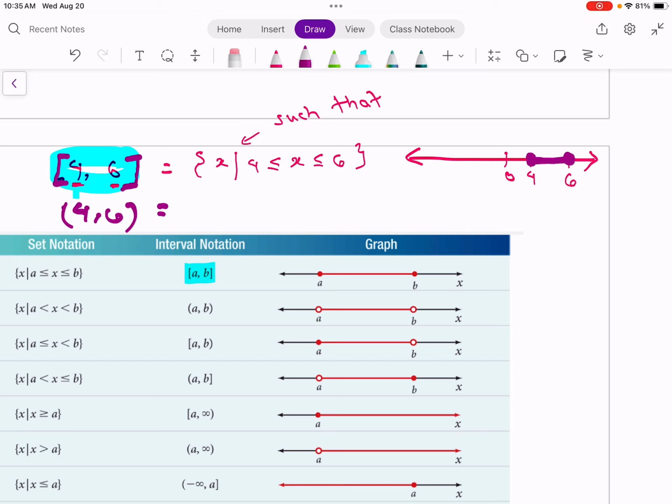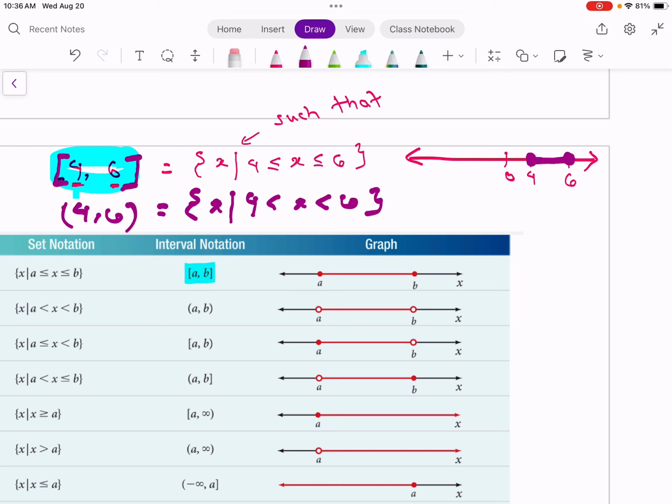Now in set notation, we write this as x such that x is greater than 4 and less than 6. There is no equals to sign. It consists of a number x, x is any number between 4 and 6, and that x is greater than 4 and less than 6. So it does not have equals to here. If you have a parenthesis, there is no equals to. If you have a bracket, you always have equals to.